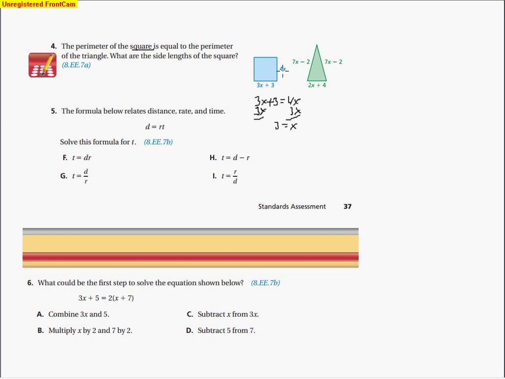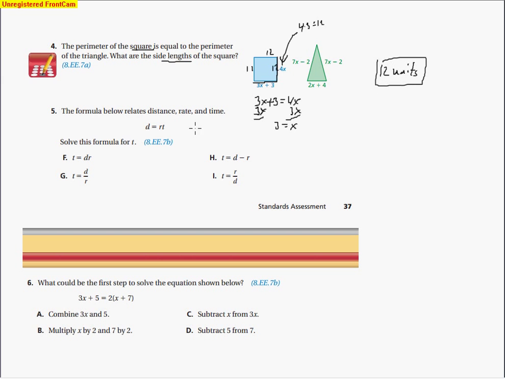And so now I know what x is. And so I can do that because I know this side equals this side here. And so now I'm just going to take that 3 and substitute it and find out what that length is. So 4 times 3 gives me 12, and so I know each side is 12. And so it's saying what is the side length of the square, and that would be 12 units, unless they give me some other dimensions there, and they don't, so I'll just say 12 units for number 4.